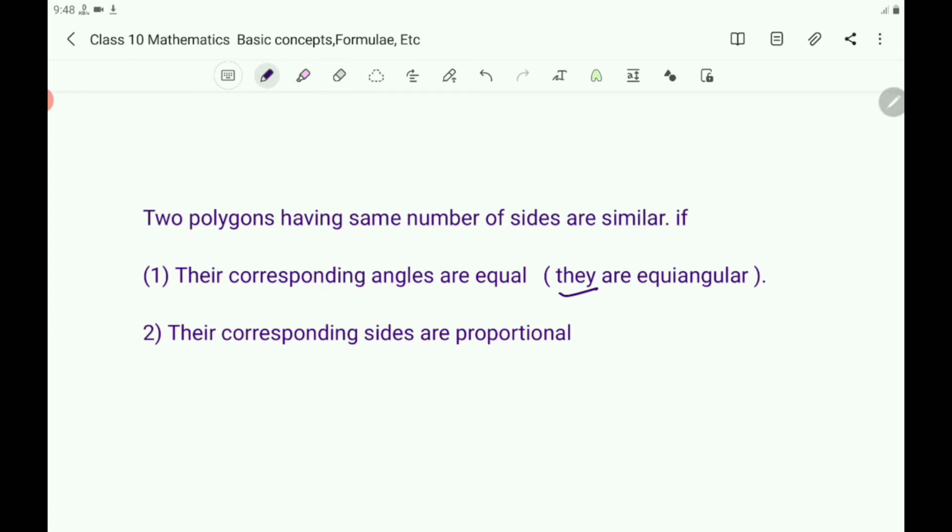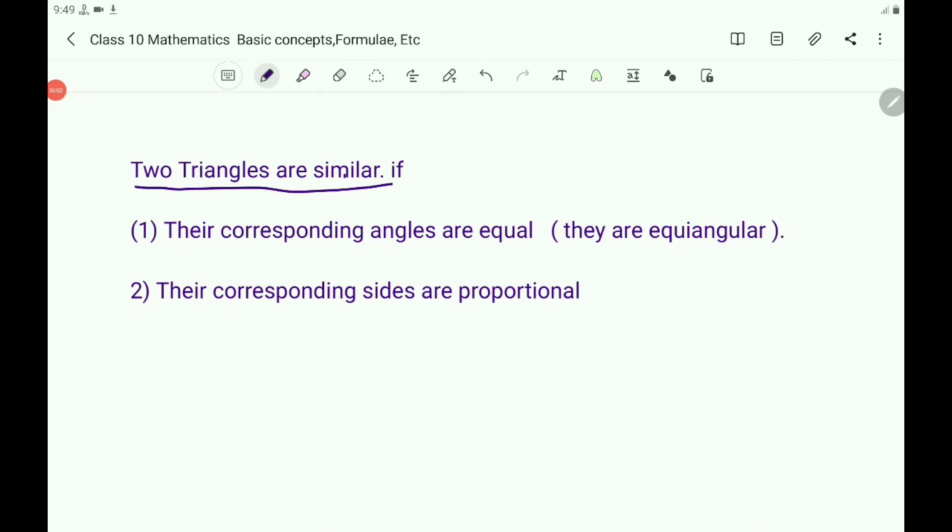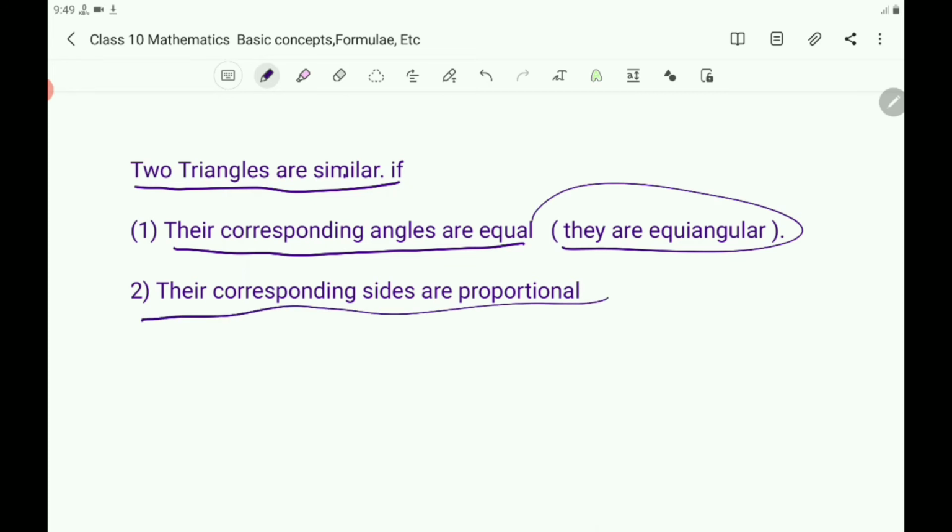That is because of the condition: two polygons having the same number of sides. You can compare a triangle with a triangle, a quadrilateral with a quadrilateral, a pentagon with a pentagon, etc. So the first condition is the same number of sides. And if they have the same number of sides, two conditions must hold. That is, they must be equiangular and their sides must be in the same ratio. The ratio of their corresponding sides must be the same. So you write that two triangles are similar if their corresponding angles are equal, they are equiangular, and their corresponding sides are proportional.